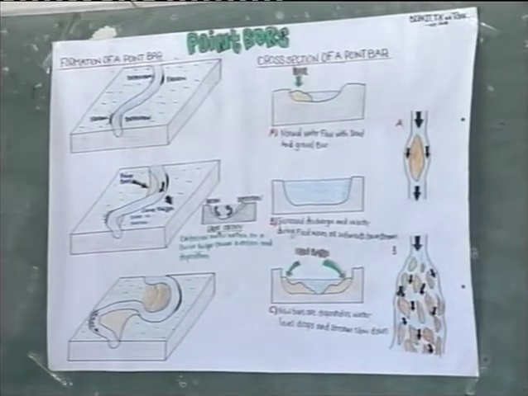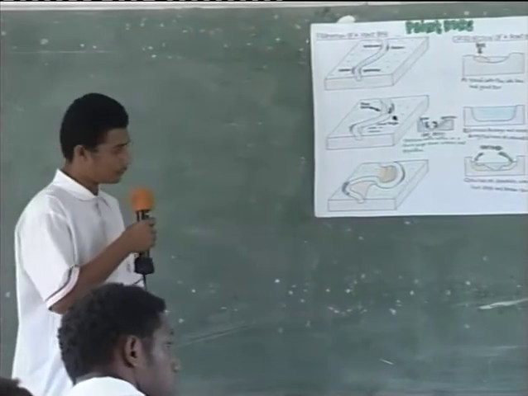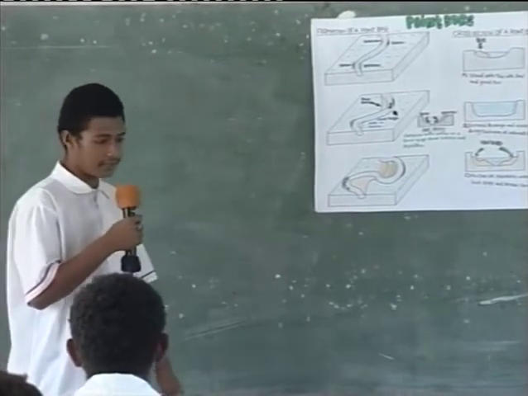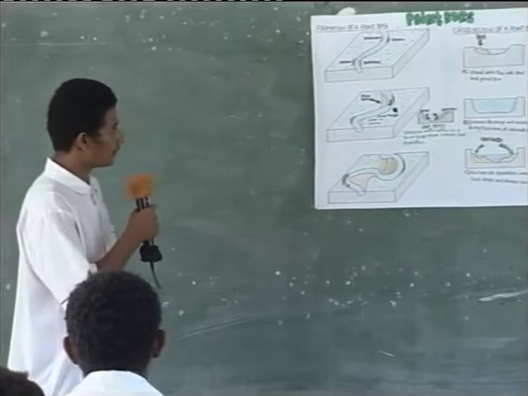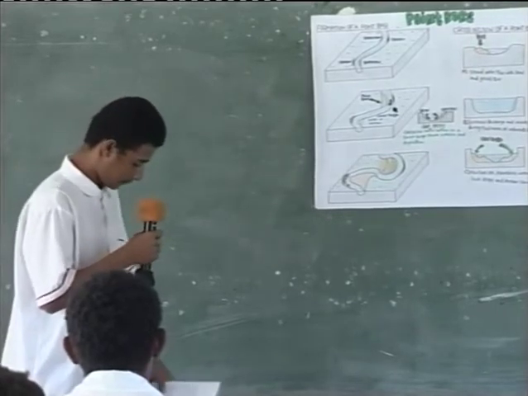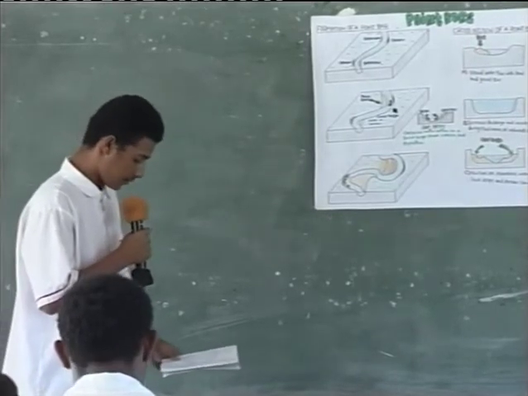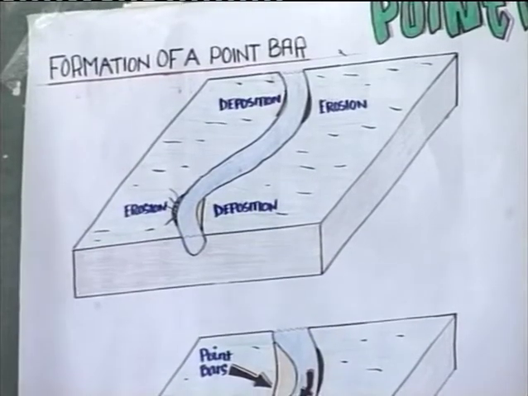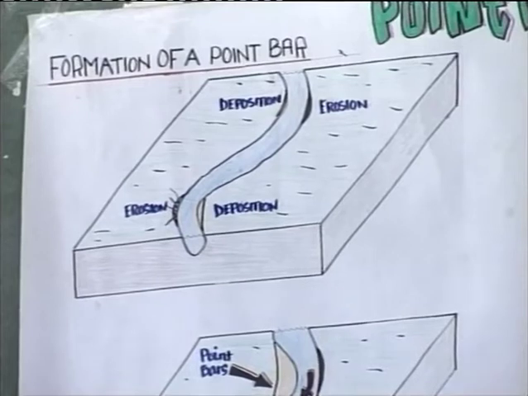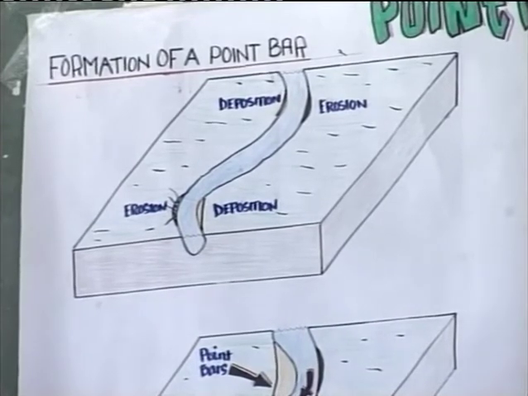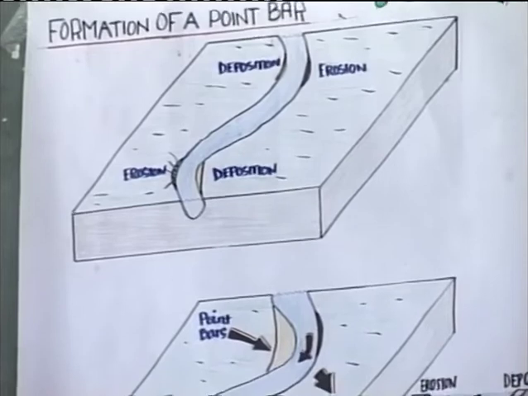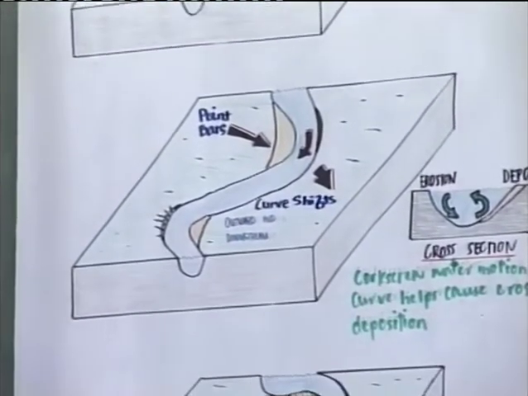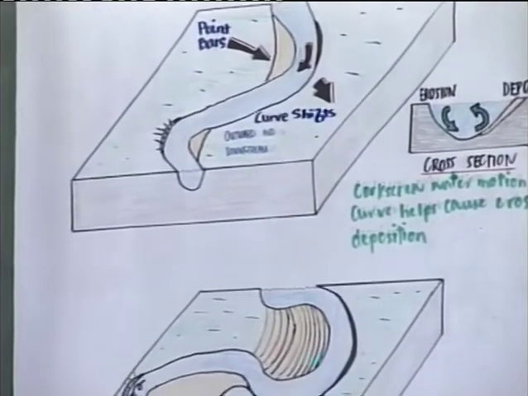Good afternoon, class. Our group is going to present the feature point bars. First of all, I will define what point bars are. Point bars are features formed in the last stage of a river where there is slow flow of water. Point bars are depositional features formed by deposition of sediments, usually made up of sand or gravel, deposited in the middle or along the banks of a river.